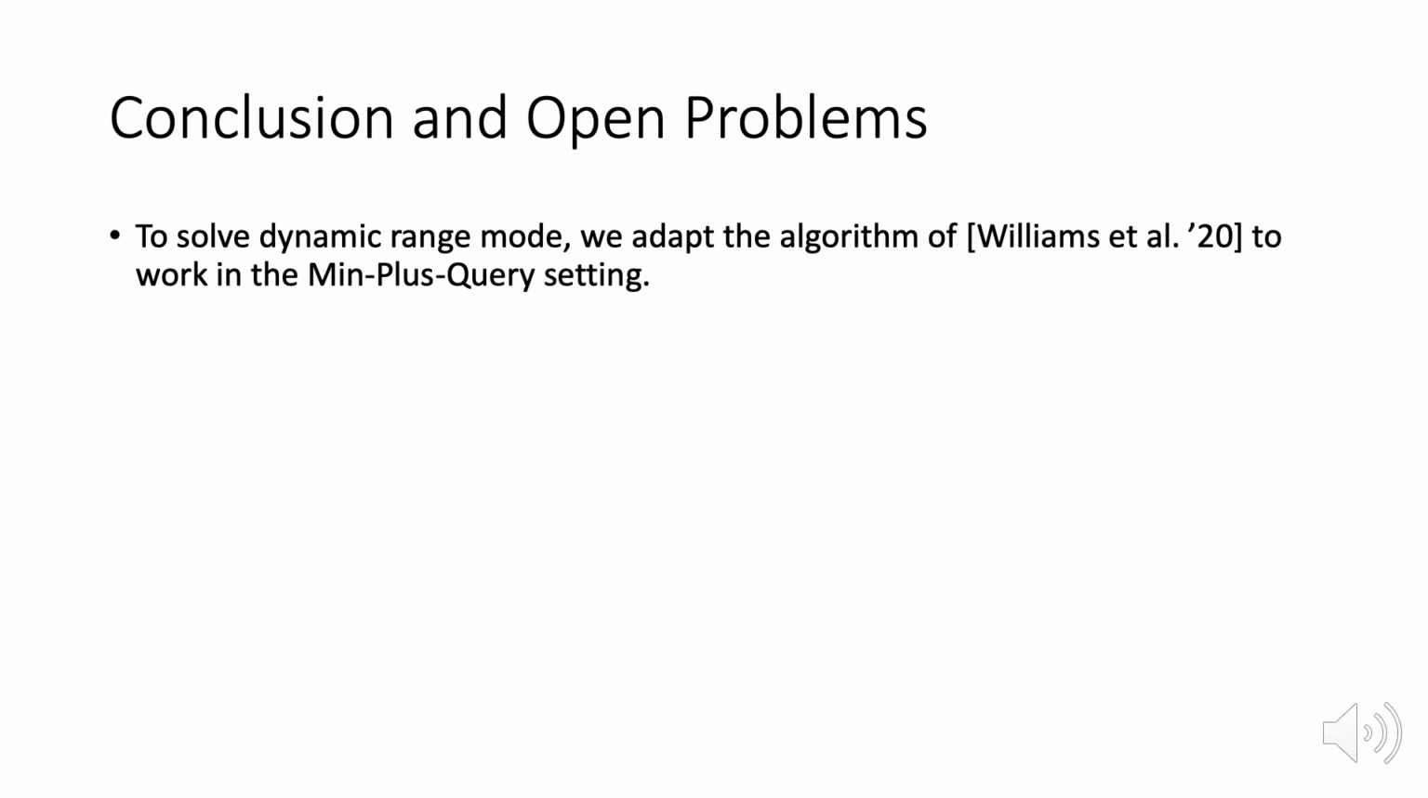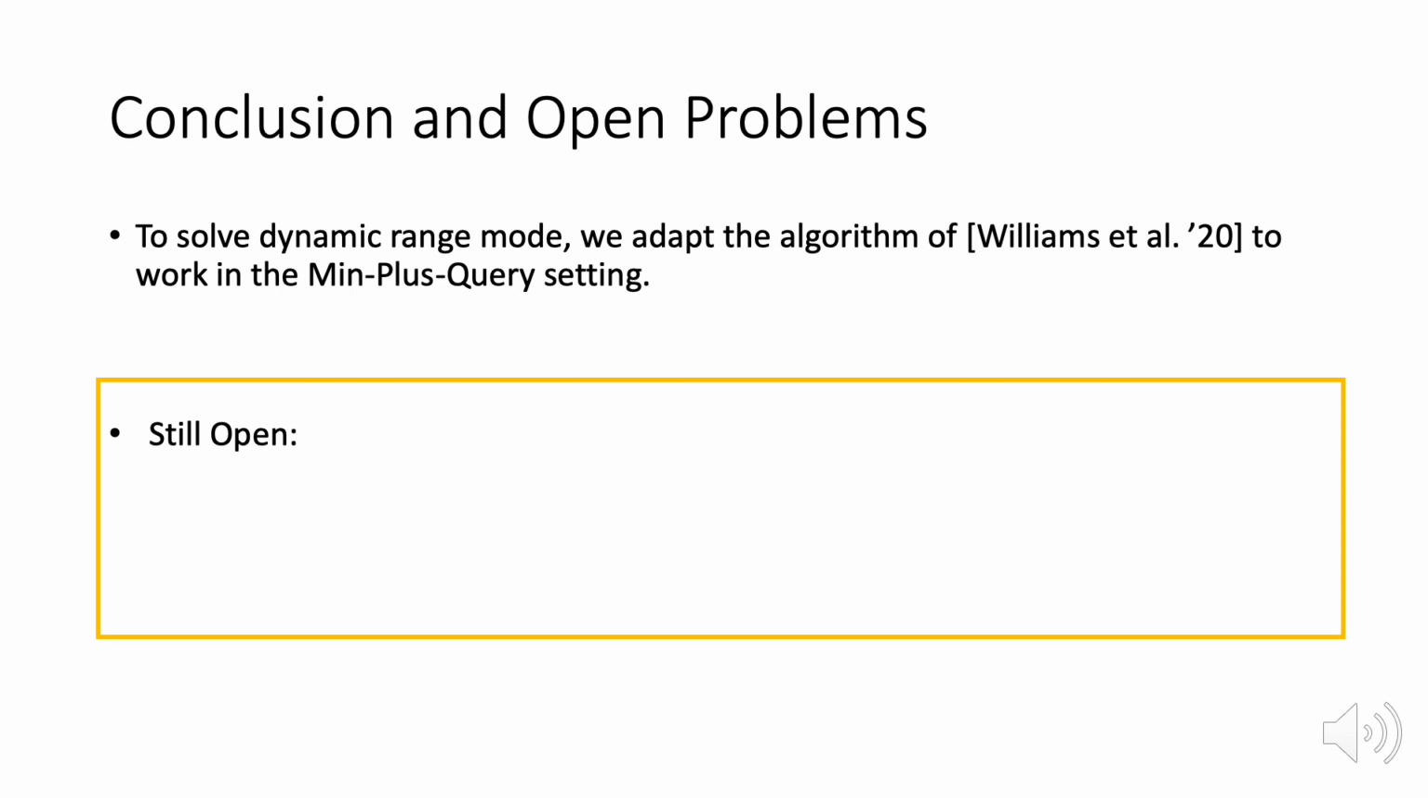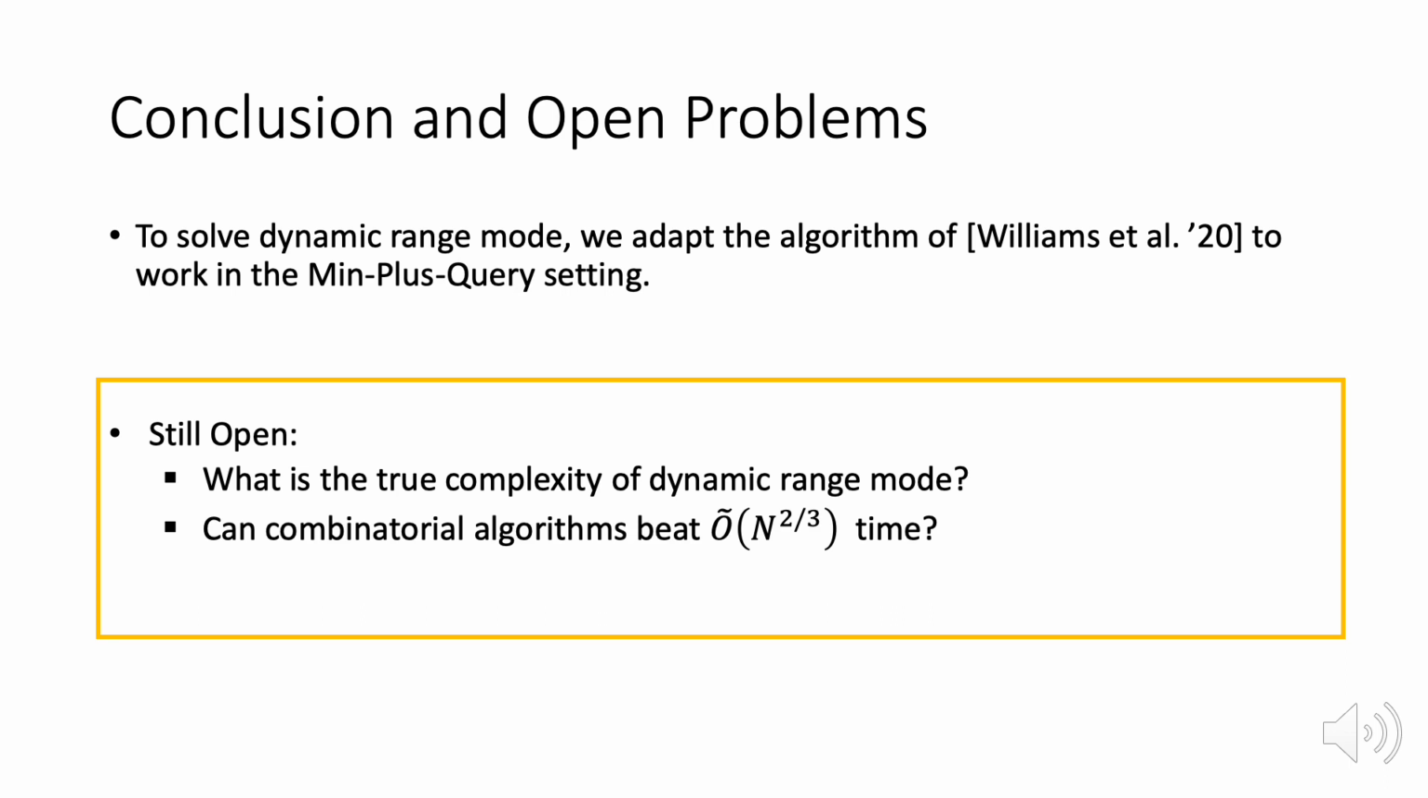There are still many more open problems about dynamic range mode. For instance, we still don't know the true complexity of dynamic range mode. Can we improve the current algorithm further? Second, our algorithm uses fast matrix multiplication. However, if we consider combinatorial algorithms, the lower bound and the upper bound still have a huge gap. So can we get a faster combinatorial algorithm, or can we improve the combinatorial lower bound?